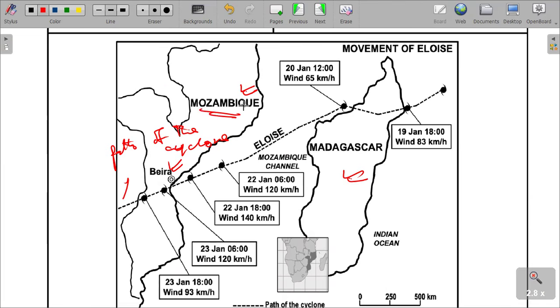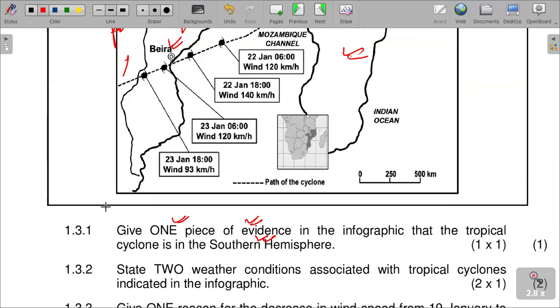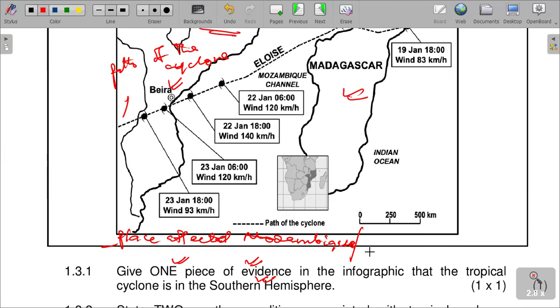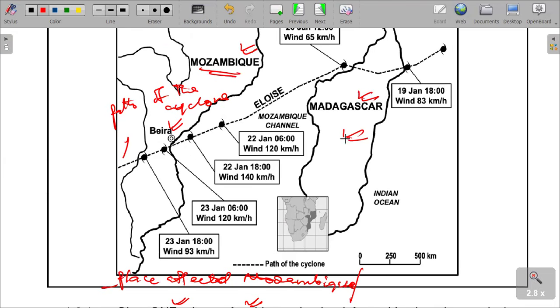The appearance of Mozambique, the place affected in this case, actually shows that this is in the southern hemisphere. I'm sure you know very well the location of Mozambique on our map. We can also identify that there is Madagascar, which is also shown on this. We have Madagascar here, which is also showing that it is in the southern hemisphere.